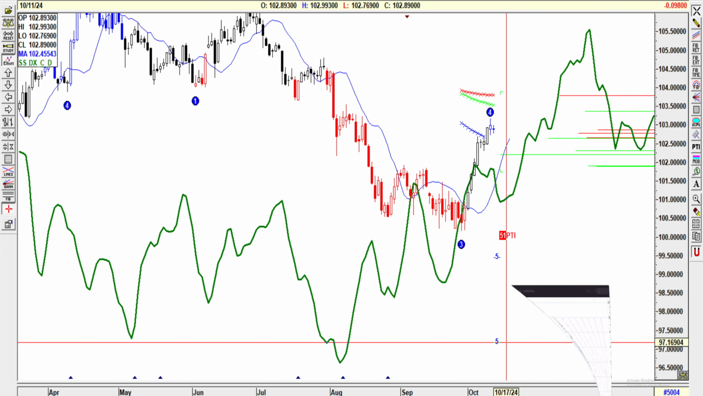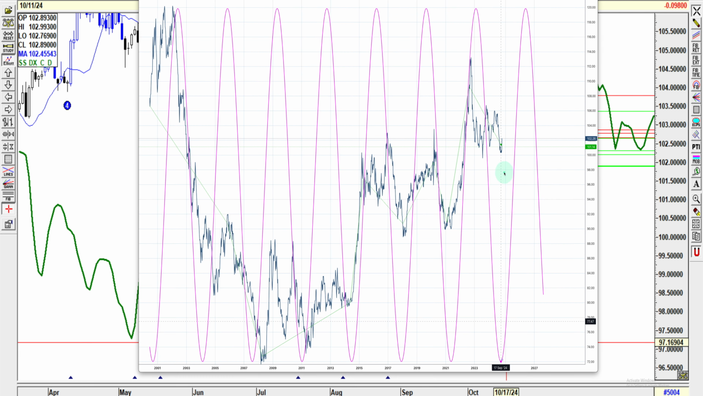I think this is the last one. And this is where we're at right now, where we have our low and the cycles are now going up, and we are in a wave 4 working to do a wave 5 somewhere in this ballpark.